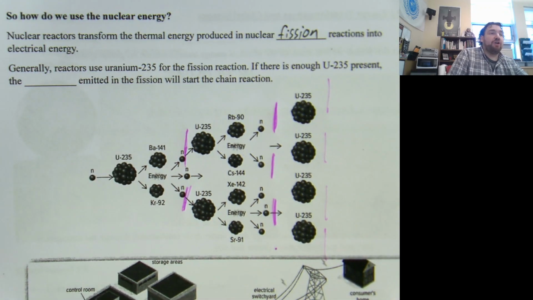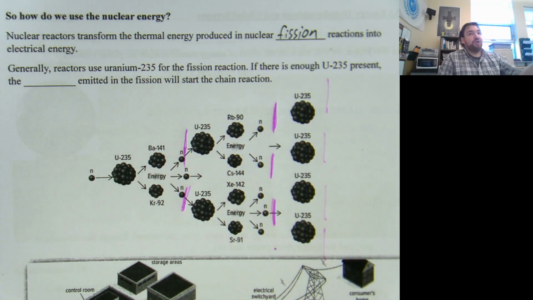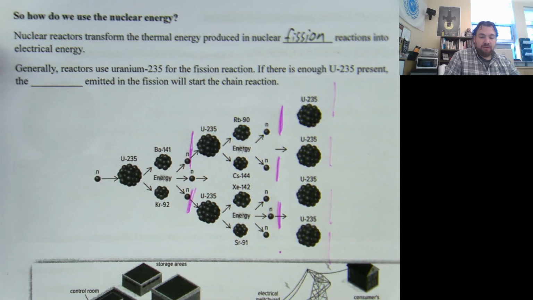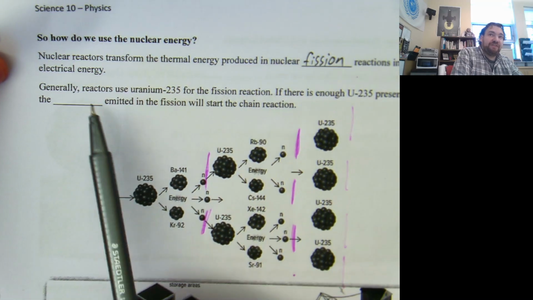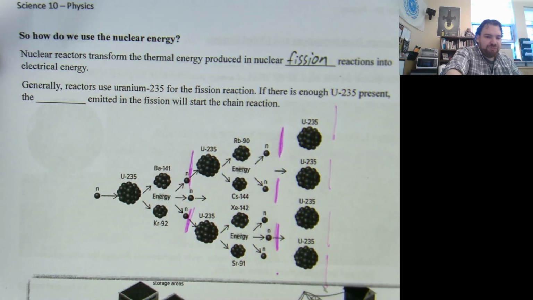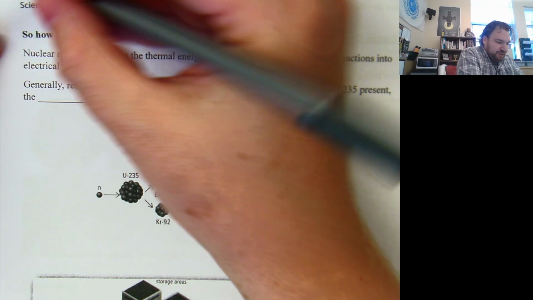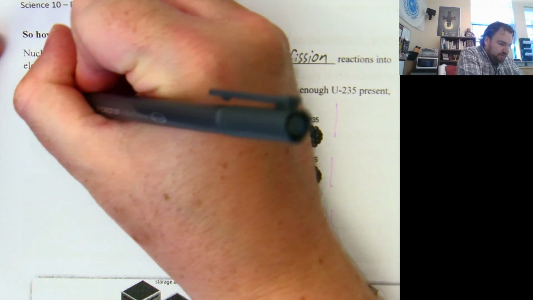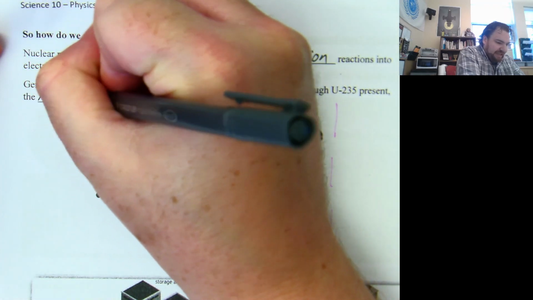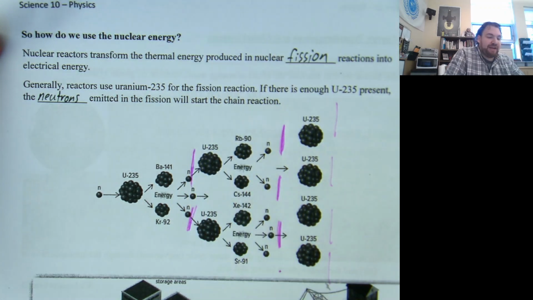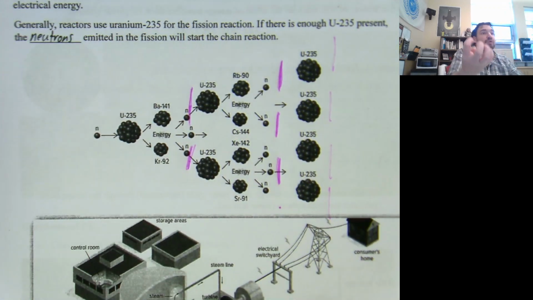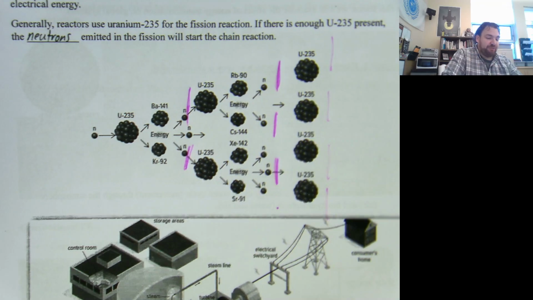And so as a result, you get the slow nuclear decay that releases a usable, manageable amount of thermal energy. Generally, so I'll fill in this blank up here. Generally, reactors use uranium-235. If there's enough uranium-235 present, then the neutrons emitted in fission will start the chain reaction, and the control rods will slow down that chain reaction.